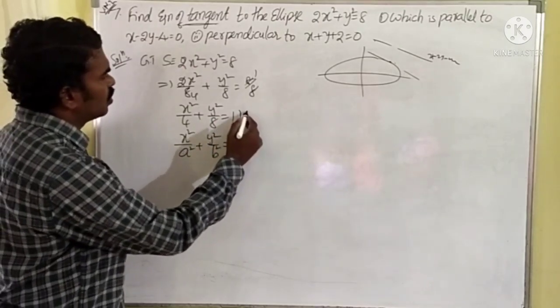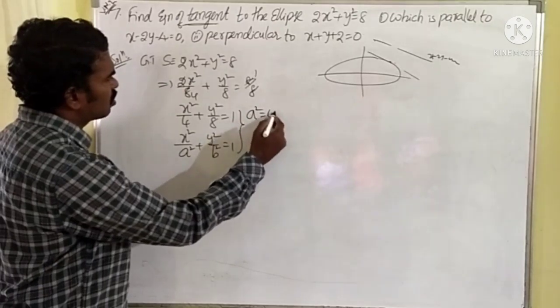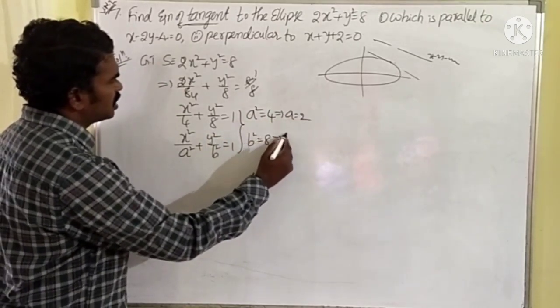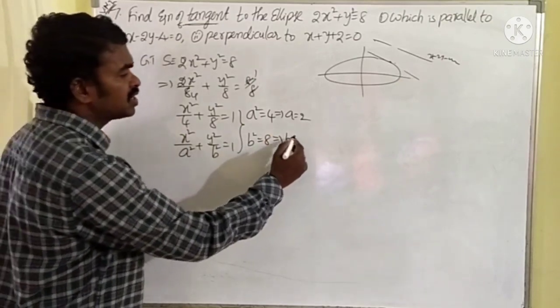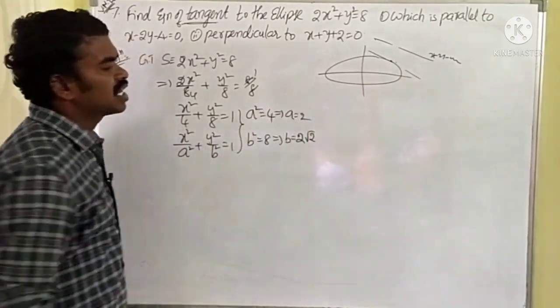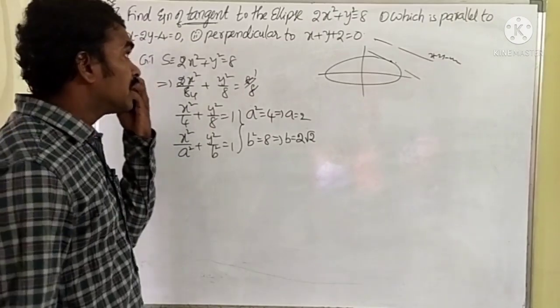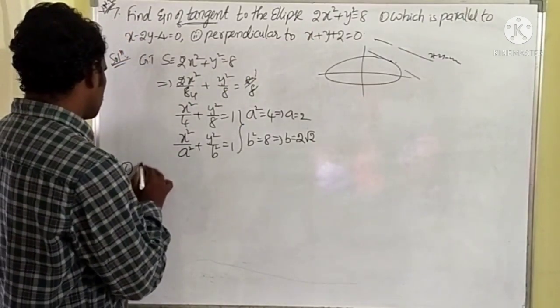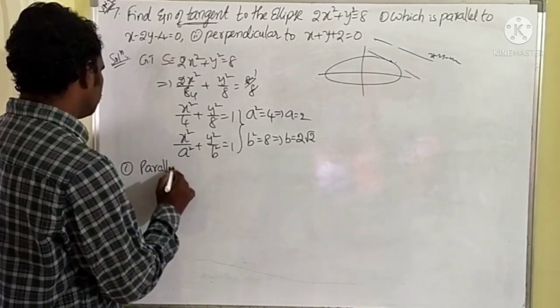From these two we can write a square equal to 4, that means a equal to 2. B square equal to 8, that means b equal to root 8, which is 2 root 2. We just leave the terms as it is. Next, the first condition: parallel to.